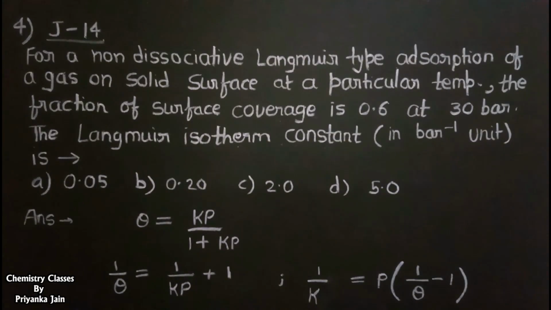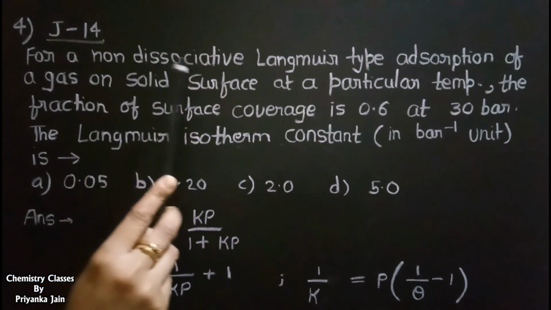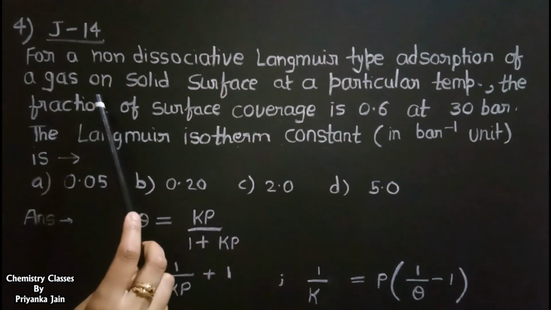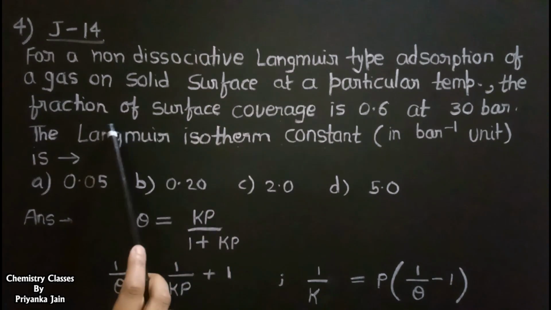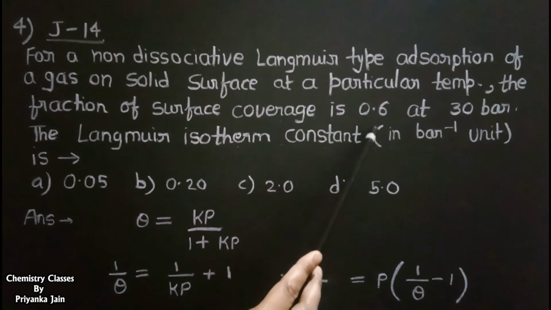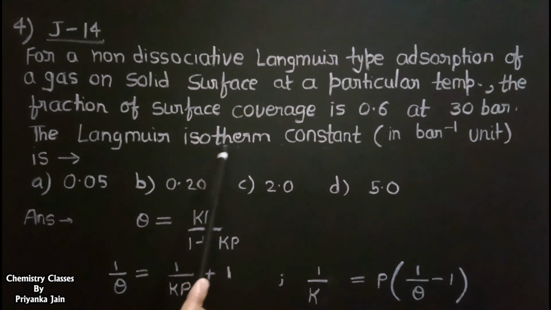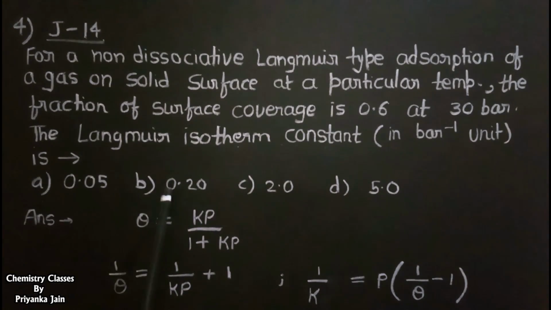The next question is from June 2014, and the question is: for a non-dissociative Langmuir type adsorption of a gas on a solid surface at a particular temperature, the fraction of the surface coverage is 0.6 at 30 bar pressure. The Langmuir isotherm constant in per bar unit is, and we have been given four different options. Option A is 0.05, option B is 0.20, option C is 2.0, and option D is 5.0.